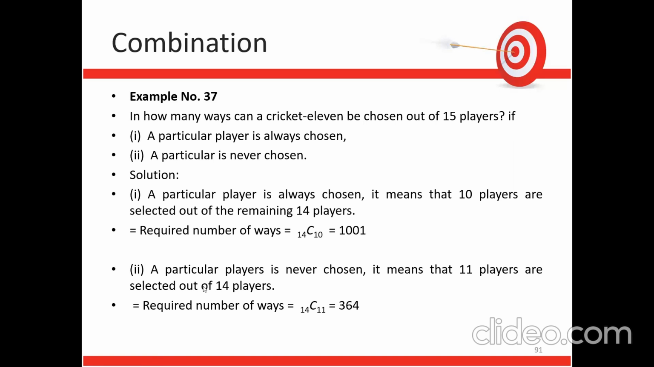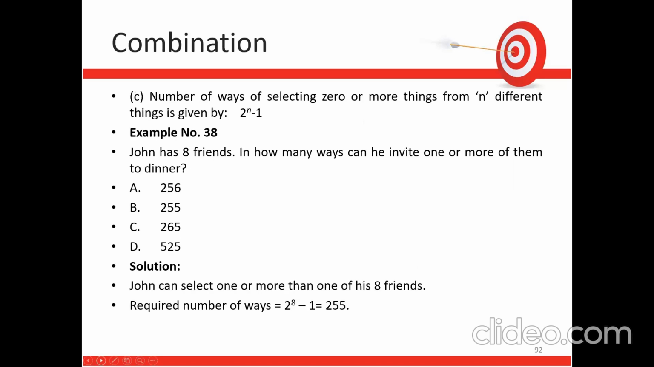Kukuha ka ng cricket kasi. Cricket 11. Tama. So 11 players ang kukunin mo doon sa 14. So dito, 10 na lang kasi meron ka ng isa. Gets?